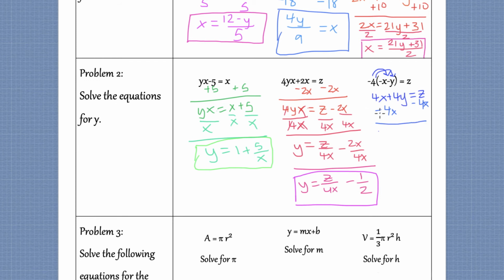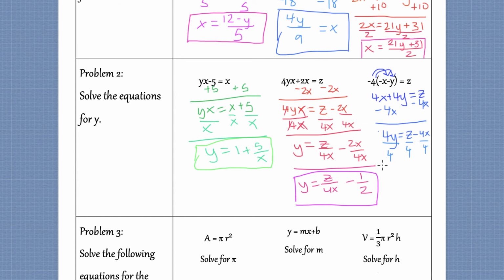And so 4x minus 4x is just 0, plus 4y is equal to z minus 4x. Now the last step is just to divide this side by 4 to get the y alone. So you divide that by 4 and both terms on the right also by 4.